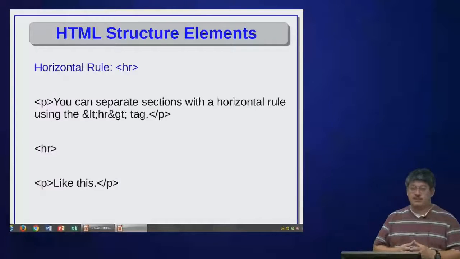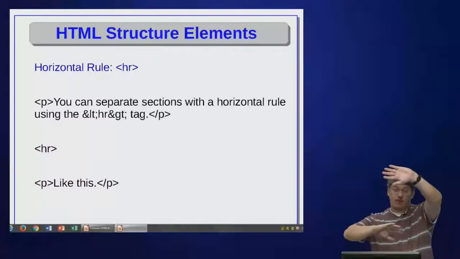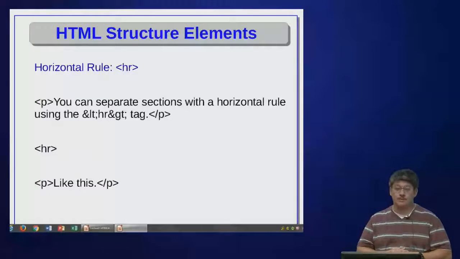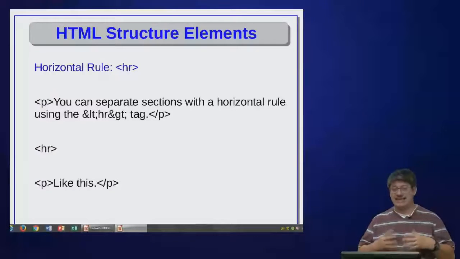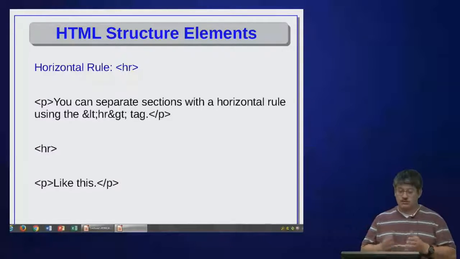Another structural element that separates content from other parts of the content is a horizontal rule. A horizontal rule is geek speak for a line. So if you want to draw just a normal black line across the page, you can use the HR tag, the horizontal rule tag. So here's an example of doing that.